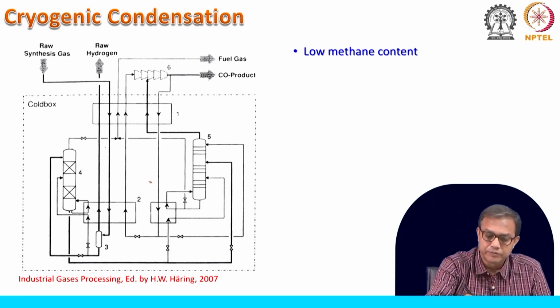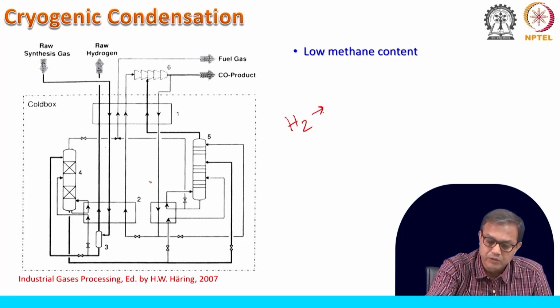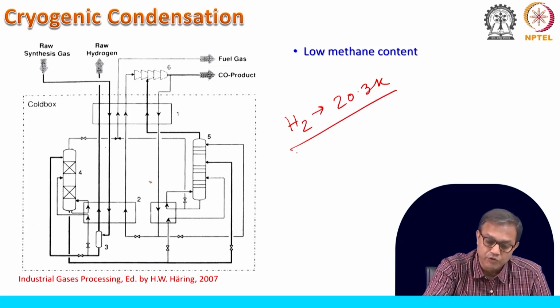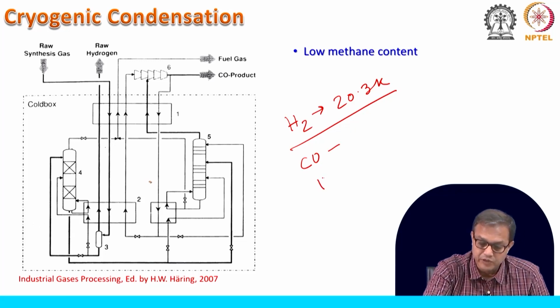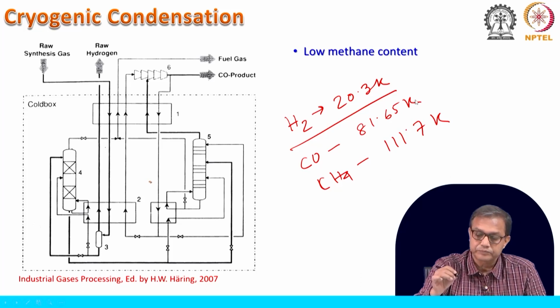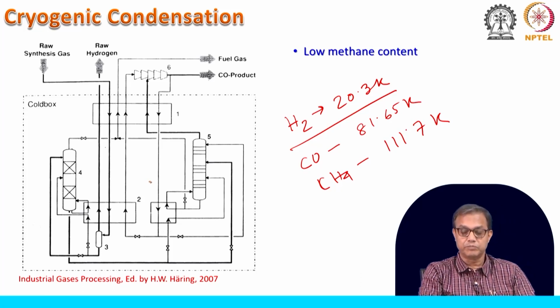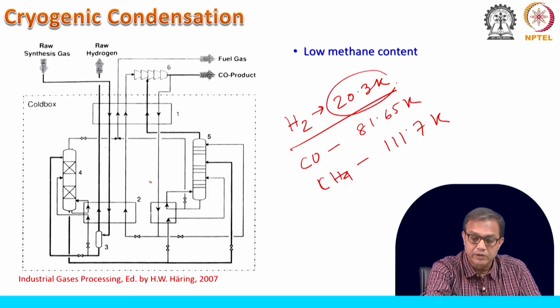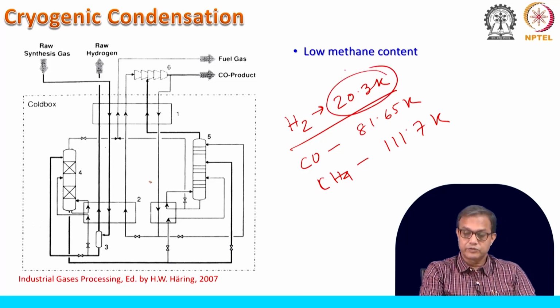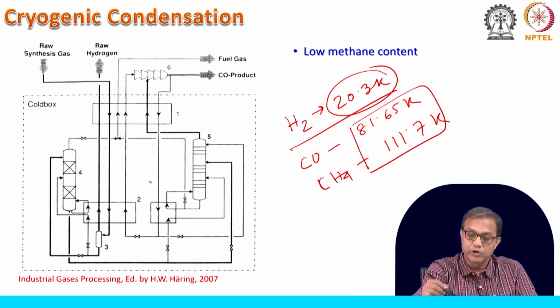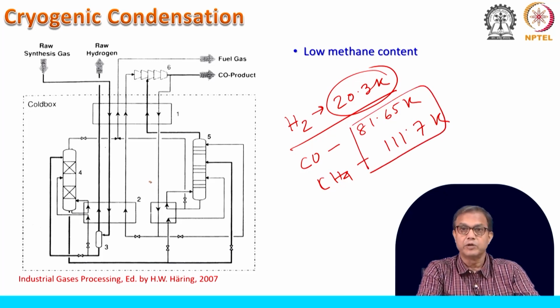Okay. So, the hydrogen normal boiling point, H2, is 20.3 Kelvin roughly, and then we have the CO, and then we have the CH4. This methane normal boiling point is 111.7, and this is 81.65 Kelvin. So, these are the normal boiling points of these components. So, if we look at this, 20.3 K is quite low from this 81.65 or methane at 111.7.